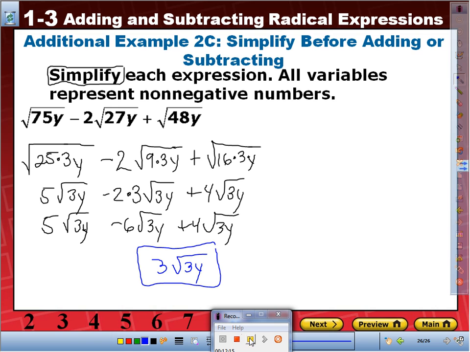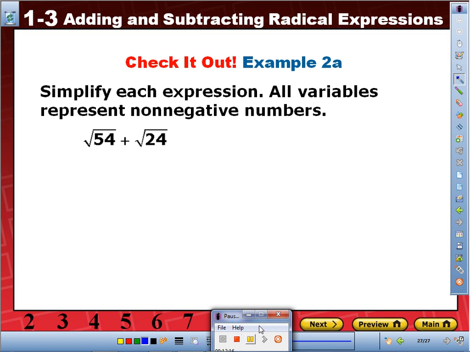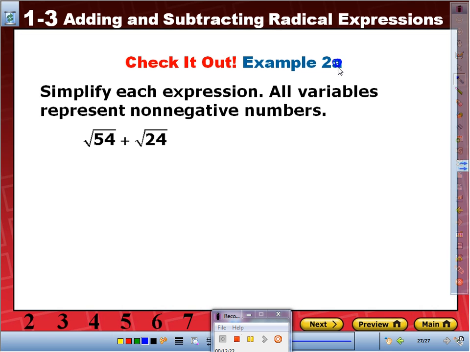Do another one. Copy this one. Example 2D. It says simplify square root 54 plus square root 24, if you can. Okay, let's see.